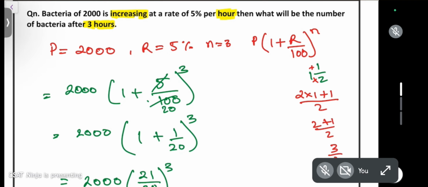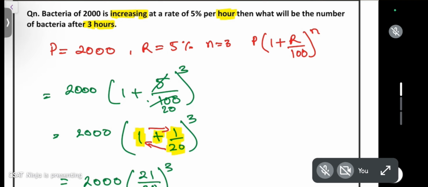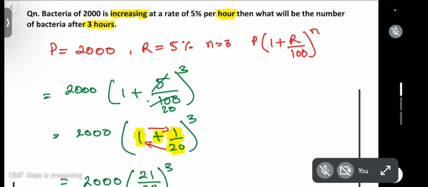Whenever you see this kind of question, with a plus sign and a fraction here, you multiply 20 into 1 plus this one, and then you will get the correct answer. You don't need to find the LCM or complicate things. So that's what I've done: 20 into 1 is 20, plus 1 is 21. We know that 2 to the power 3 simply means 2 is repeated 3 times. So that's what I'll do here.